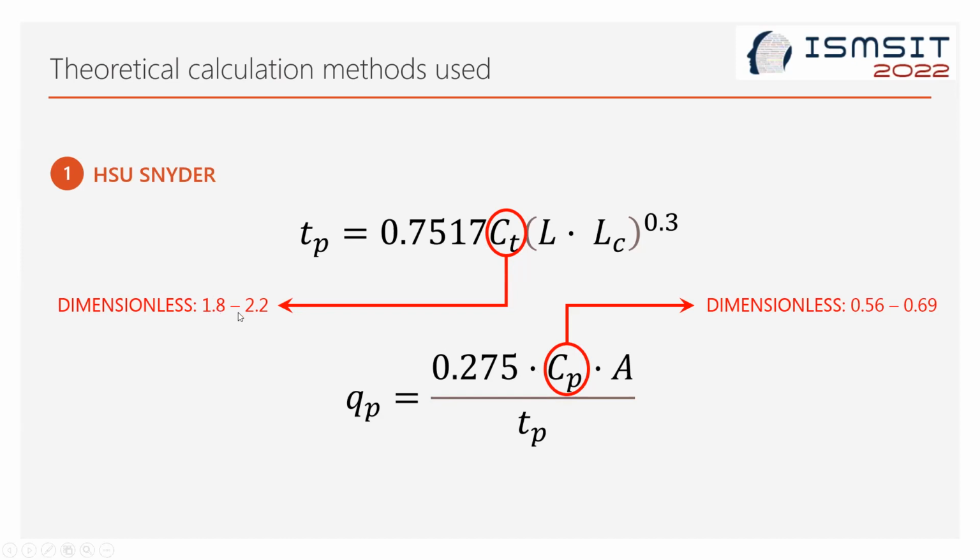more level, L, the length of the main channel, L sub C, the length from the point of the main channel closest to the geometric center of the basin to the point under consideration, L and L sub C in kilometers, and the peak flow rate of the Schneider unit synthetic hydrogram per millimeter of net rainfall is determined by the formula shown in this slide, where A is the drainage area for the basin.